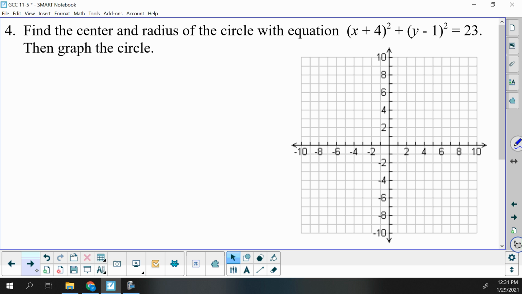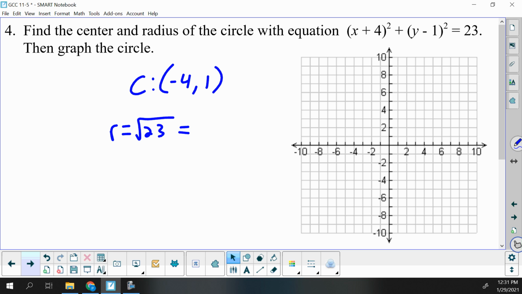All right, for this one, same idea. Center is the opposite signs of what's in the parentheses, so minus 4, positive 1. For our radius, 4 times 4 is 16, 5 times 5 is 25, so that's not going to be a perfect square. So in our calculator, we can do square root of 23 to see what that gives us. And that is approximately 4.8. So we'll use that to help us graph it.